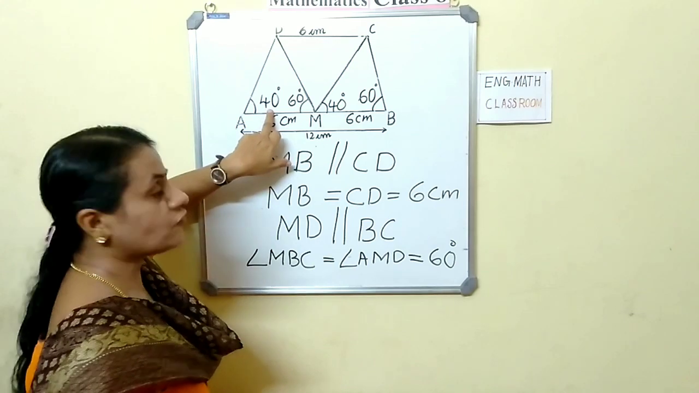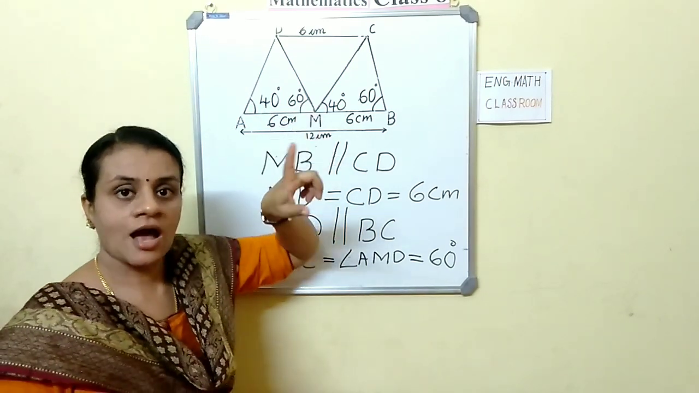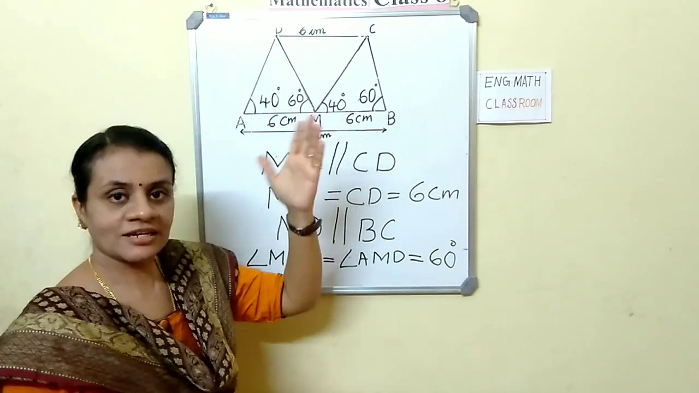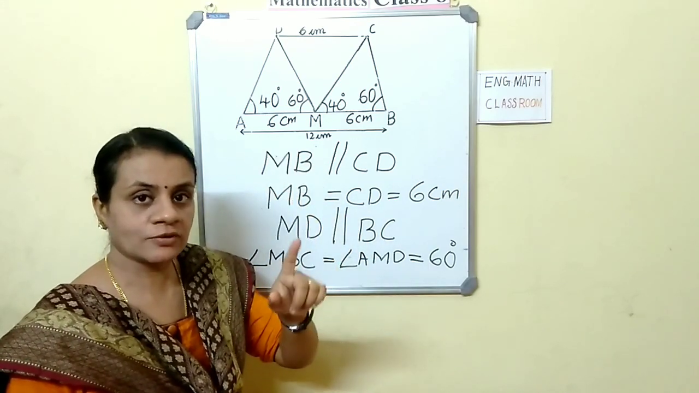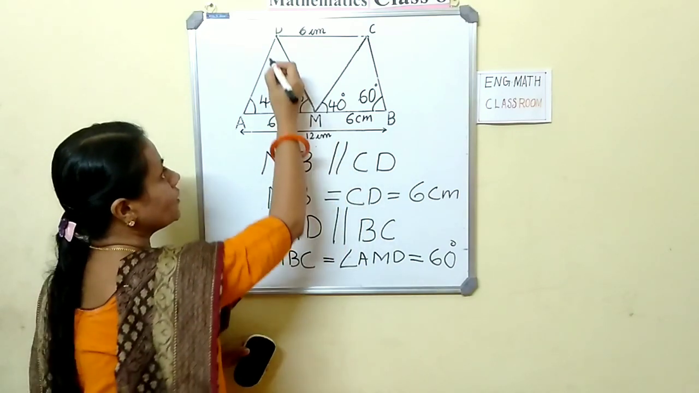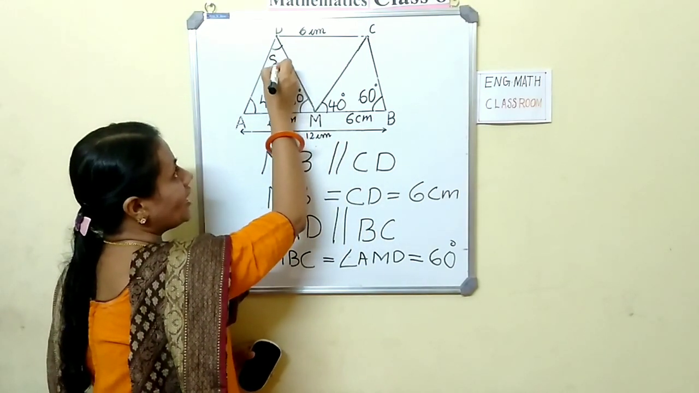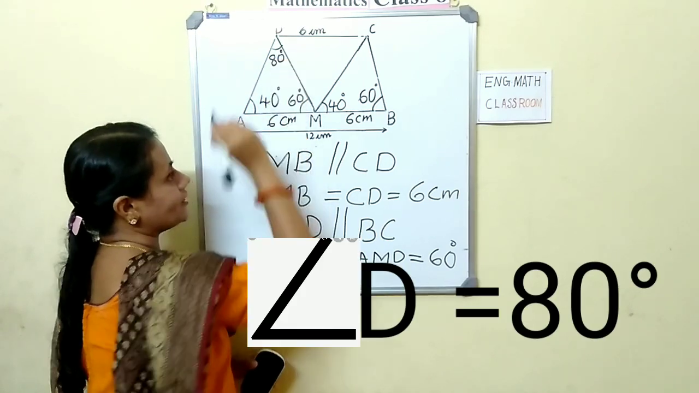So first add 40 plus 60. It is 100. So 180 minus 100 equals 80 degree. So you will get this angle also. This angle is 80 degree.